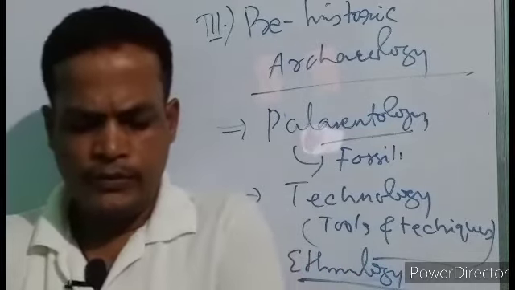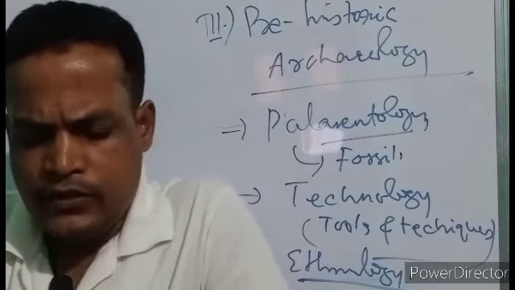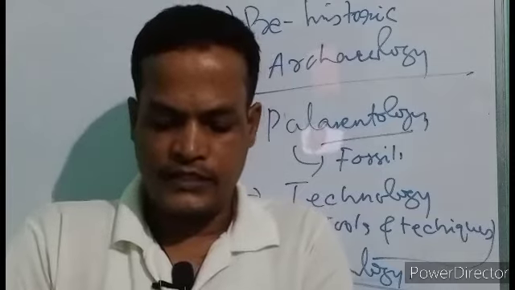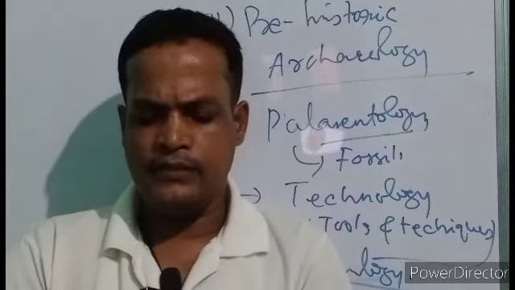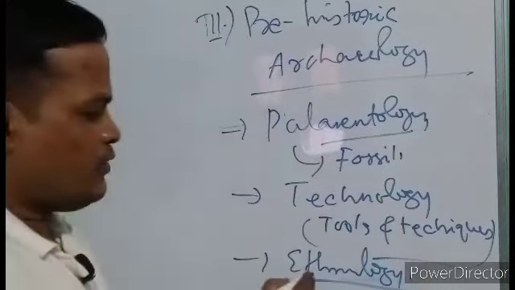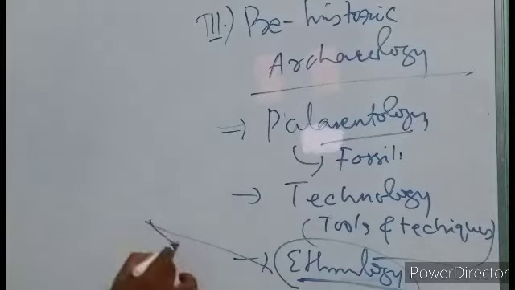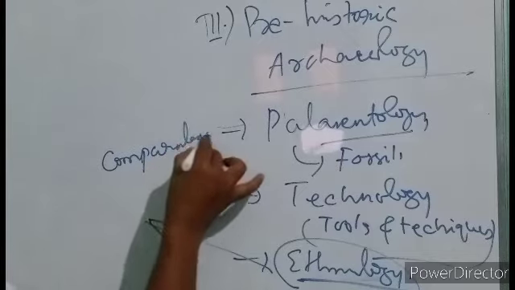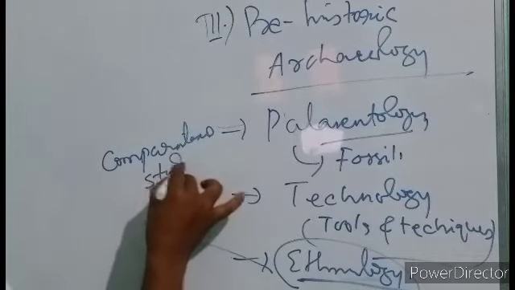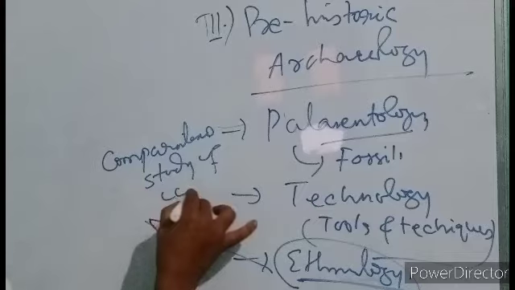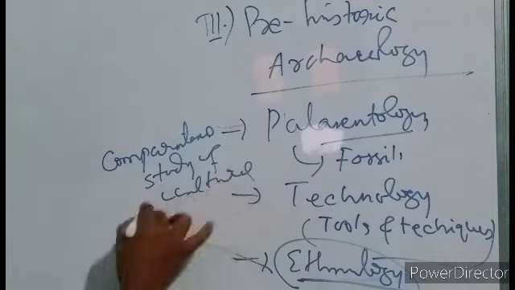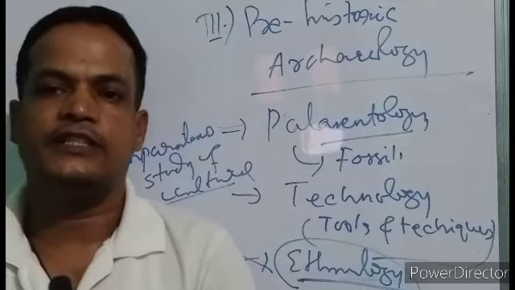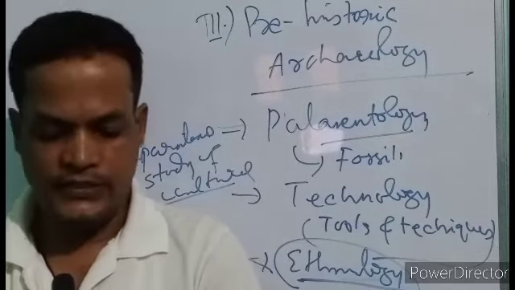What do you mean by ethnology? It is another field of cultural anthropology, which made its appearance as a recognized branch in 1940. It makes a comparative study of culture. So ethnology is the comparative study of culture. It also focuses on ethnography, the study of different cultures, comparing different cultures.